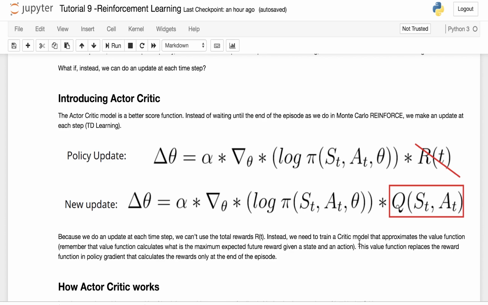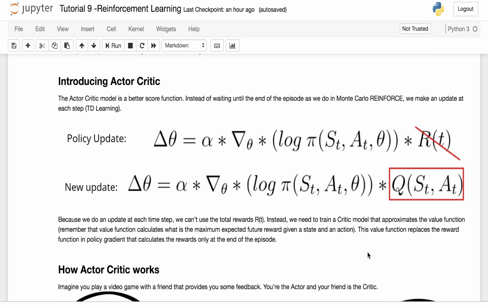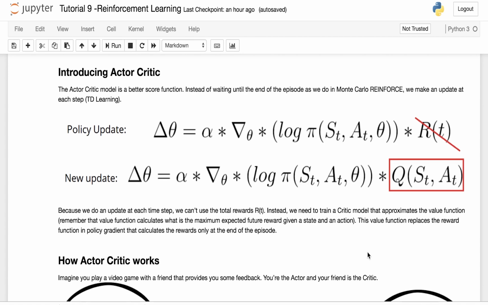Because we do an update at each time step, we can't use the total reward, because we don't have the total reward. Instead, we train our critic model to approximate the value function of each step. This value function replaces the reward function in policy gradients, which calculates the reward only at the end of the episode.